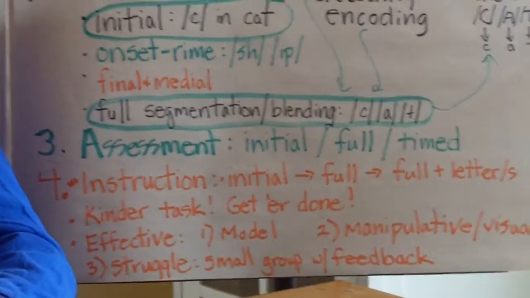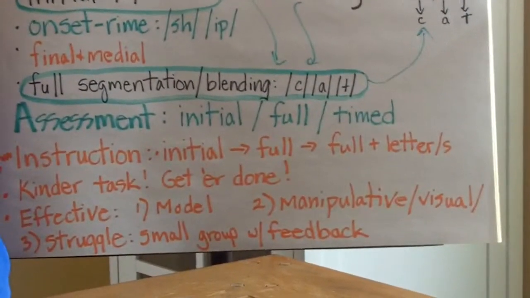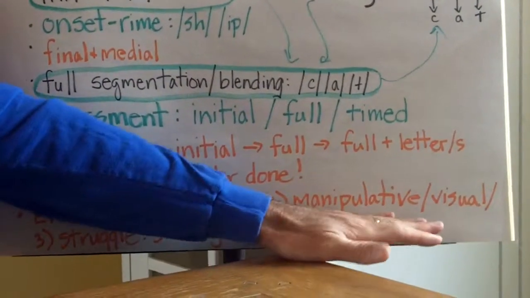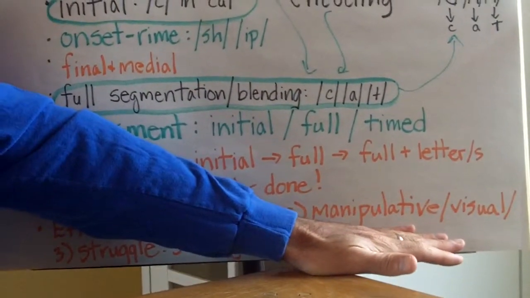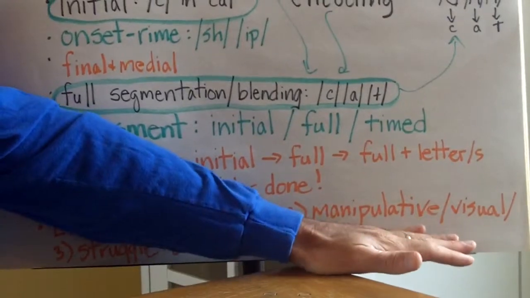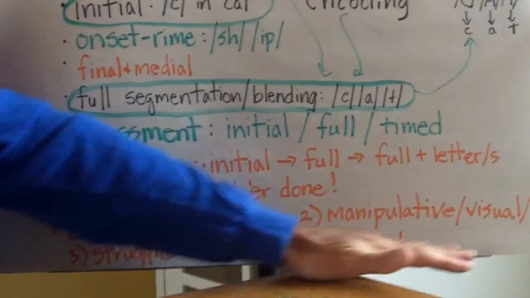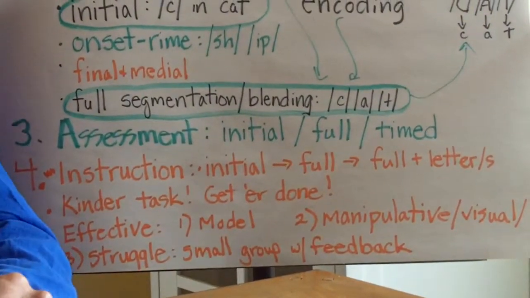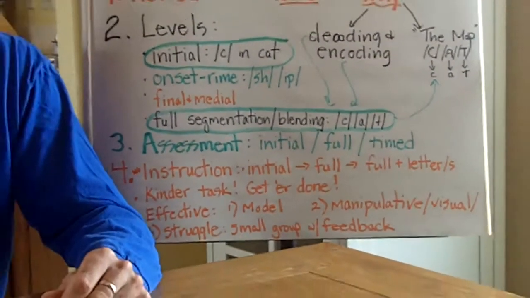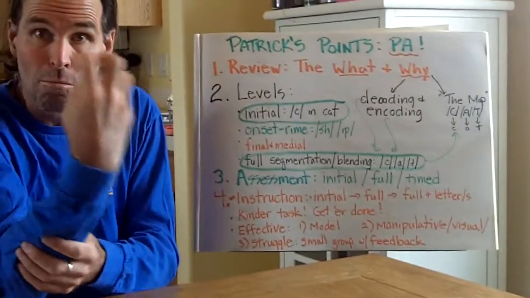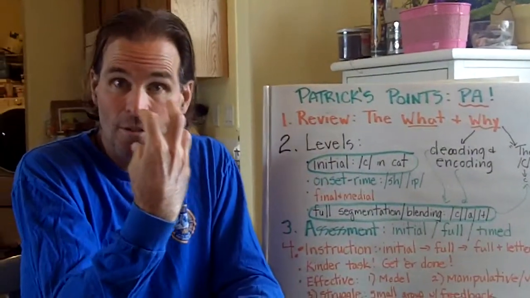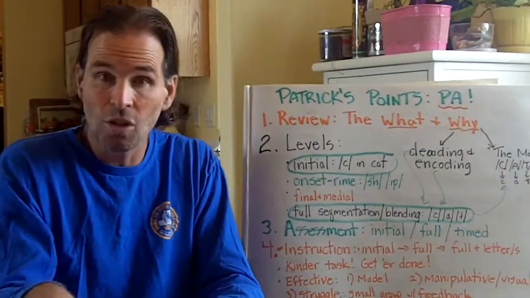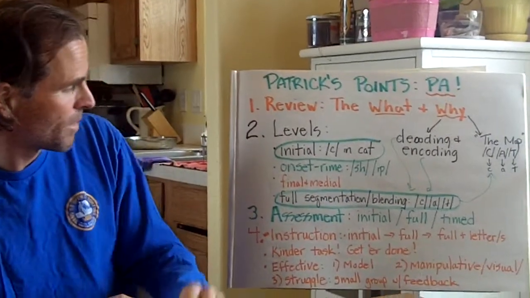And so we have to model it very carefully so they see what's involved. Second, you find that most effective phonemic awareness instruction and interventions have some sort of manipulative or visual dimension to it, like my stretching of the gum. There's a very visual and even a motor skill dimension to it, right? And we'll see a few others in just a second.